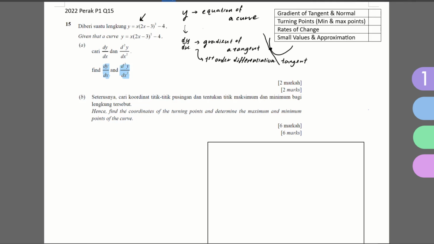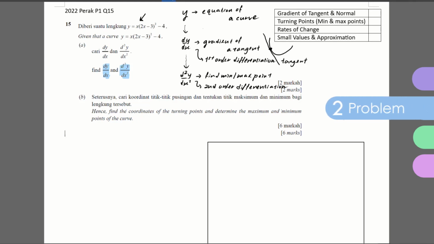If we differentiate dy dx again, we will get the third layer, which is d square y over dx square. This helps us to find the minimum or maximum point. There's another name for it, which is the second order differentiation. We need to differentiate twice to get this. Back to question A, if we need to find these two things, the maximum number of times we need to differentiate is 2 times.